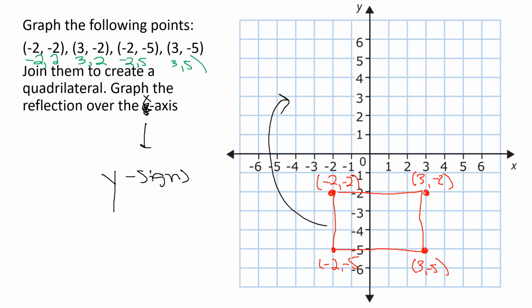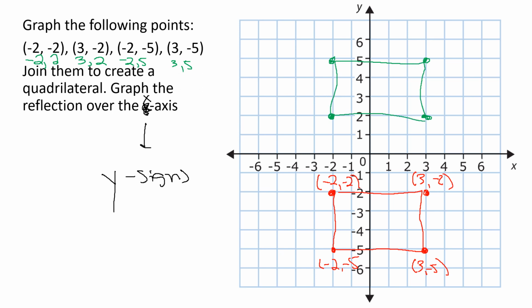We're flipping over the x-axis, so we change the y values. So -2, +2. 3, +2. -2, +5. 3, +5.